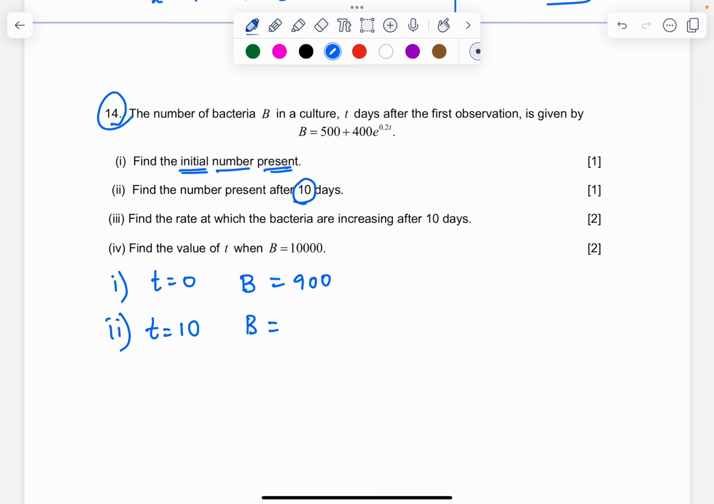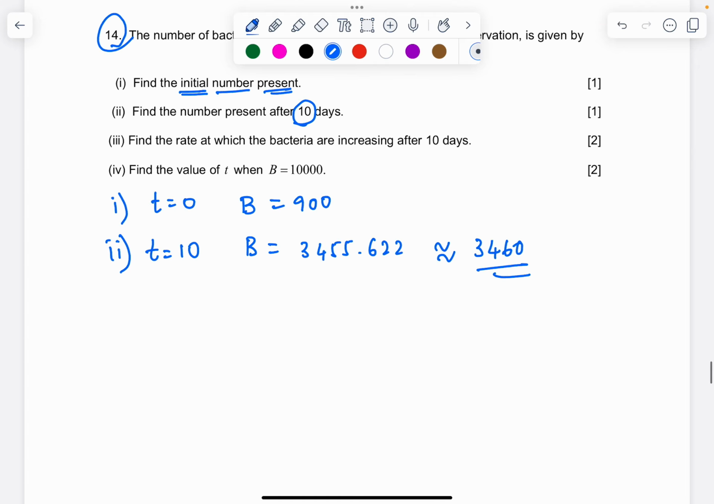Put that in the calculator. Then you will get b equal to 3455.622. Then to 3 significant figures, 3460. Then I find the rate. Rate means it is dy by dx. We did not learn that, so you can just leave it. Okay. Then I will do the fourth part.